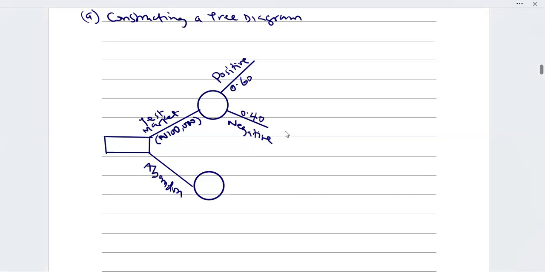Okay, then. So move to the second paragraph. If the response is positive, the company could either abandon the product or market it full scale. So if the response is positive, the company could either market full scale or abandon it. That's a decision to be made. So you want to make a decision on whether you should abandon or you should market full scale. Therefore, you are supposed to draw a decision node.